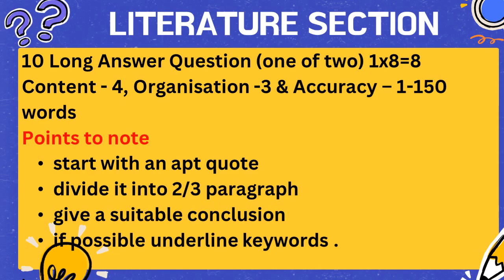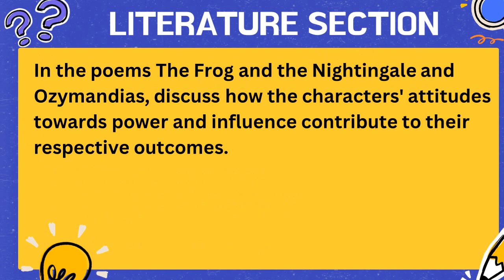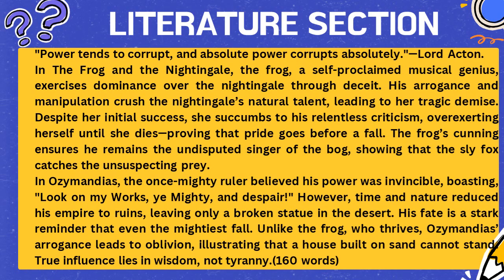Now, I have just taken an example in the poems. Sometimes you get 2 poems to be compared on the same value or theme or central idea. Here it is also the same. The Frog and the Nightingale and Ozymandias discuss how the characters' attitudes towards power and influence contribute to their respective outcomes. So this is how the answer has been designed.